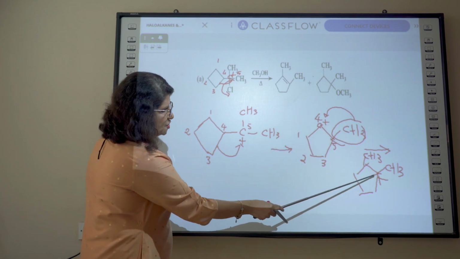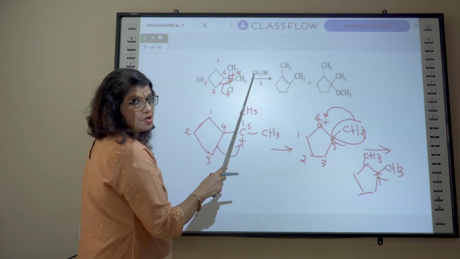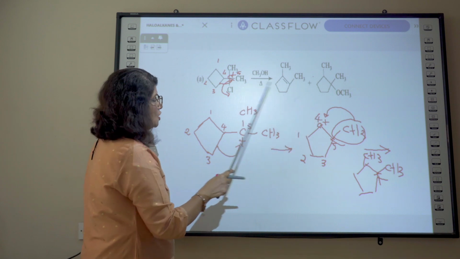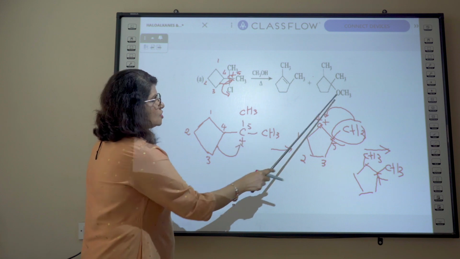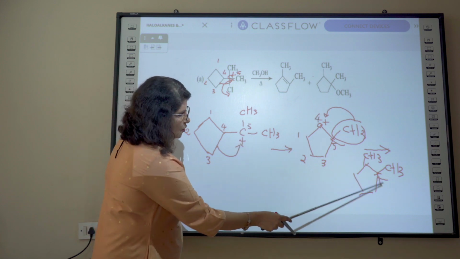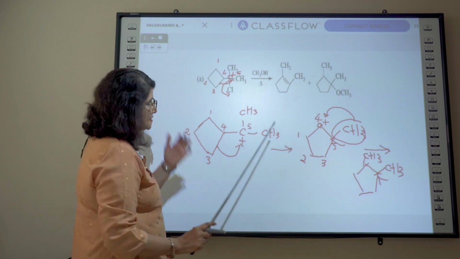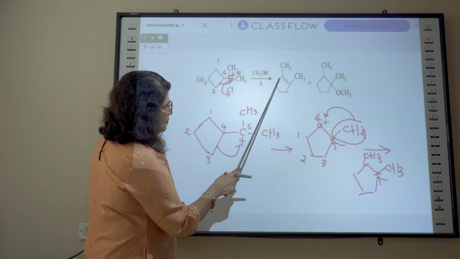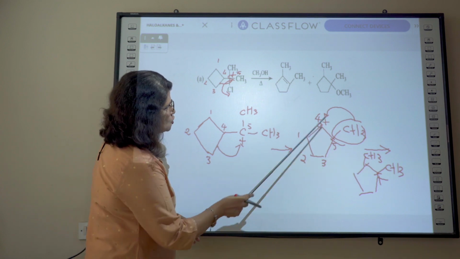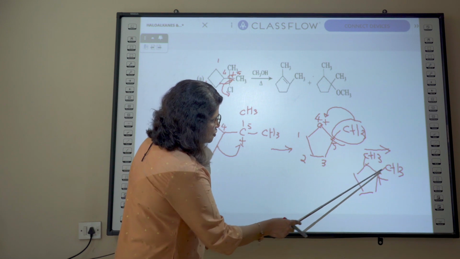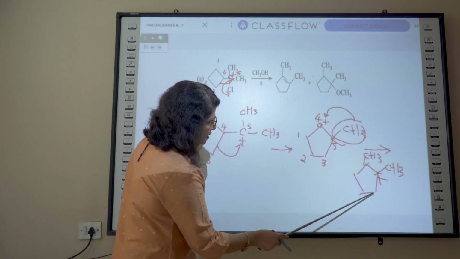To this positively charged carbon, the OCH3 nucleophile gets attached after the loss of a proton. Okay, so you get OCH3 here. Similarly, how will you get a double bond between these two positions? So you have here CH3, CH3 and another bond here.